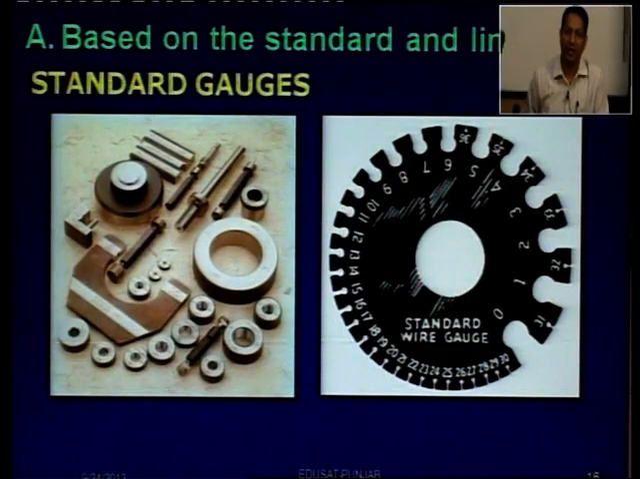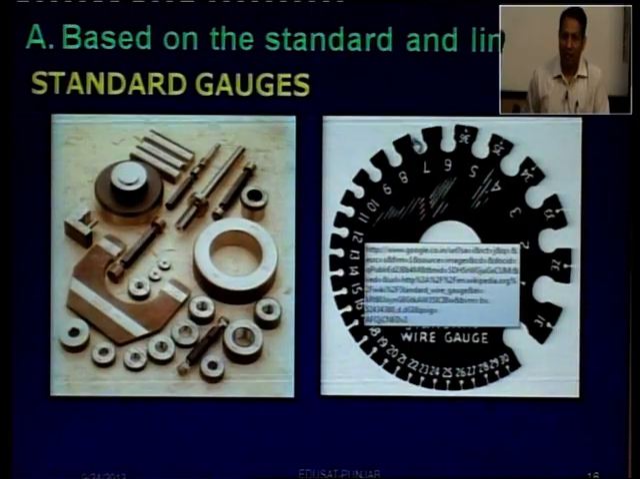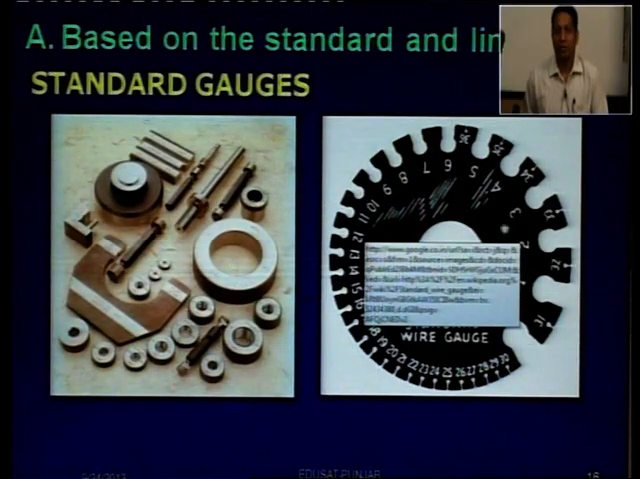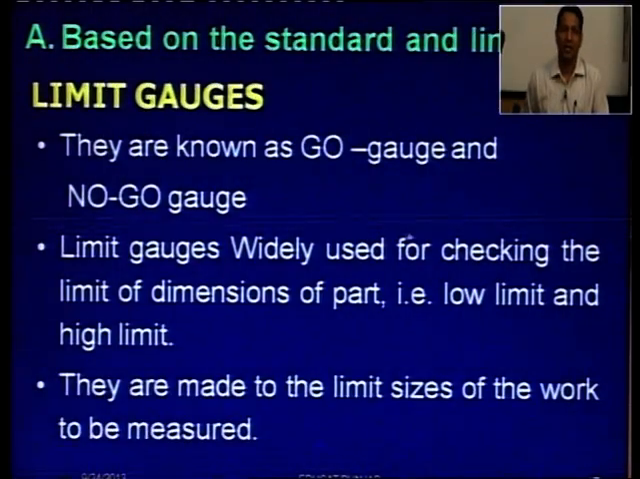Limit gauges and standard gauges, you know, these are the standard gauges and these are the wire gauges used to check the diameter of the wire. These all are the standard gauges. Next are the limit gauges. They are known as go gauge and not go gauge.